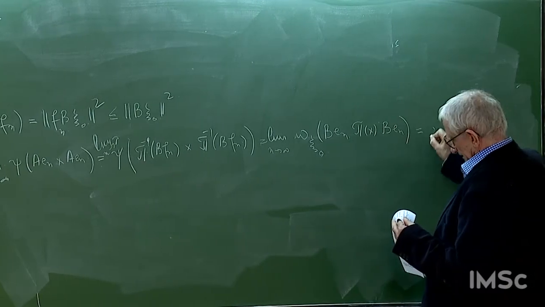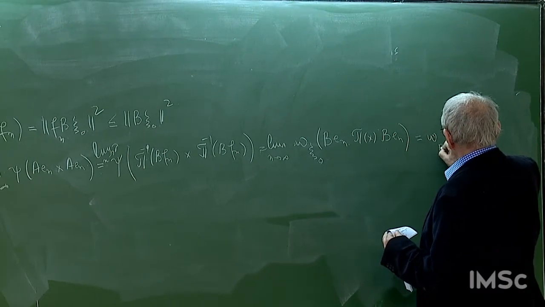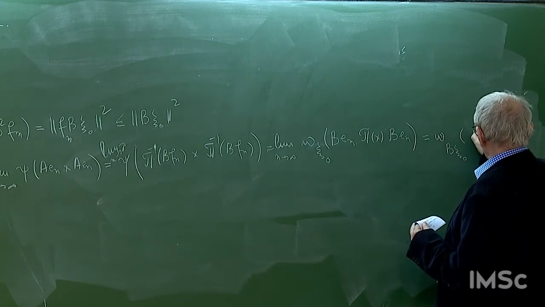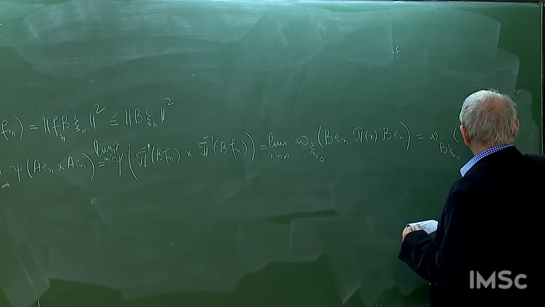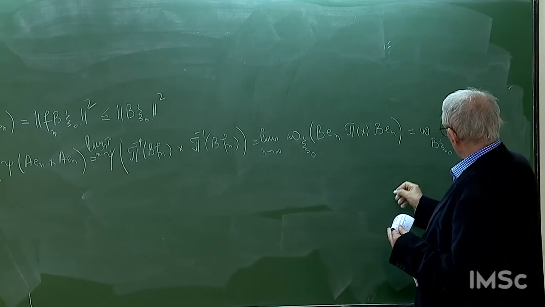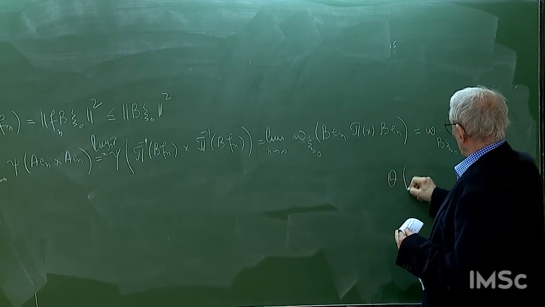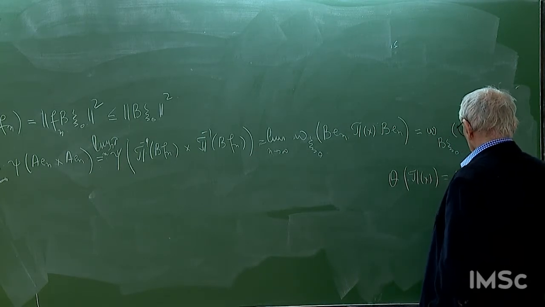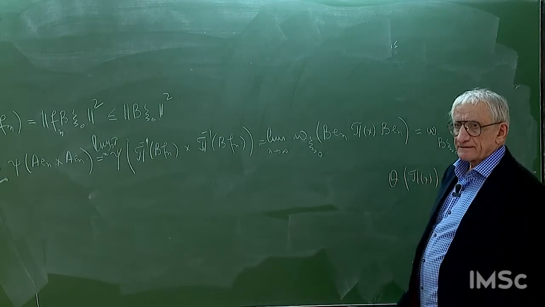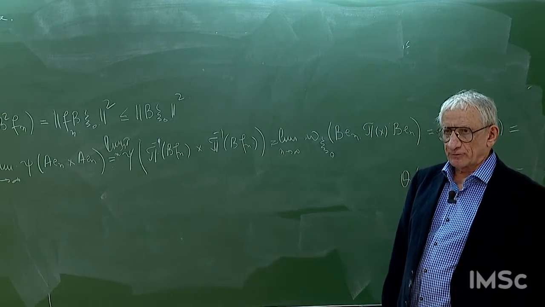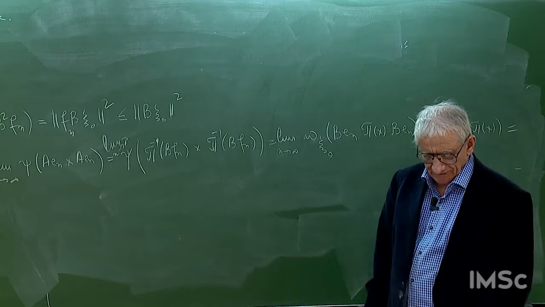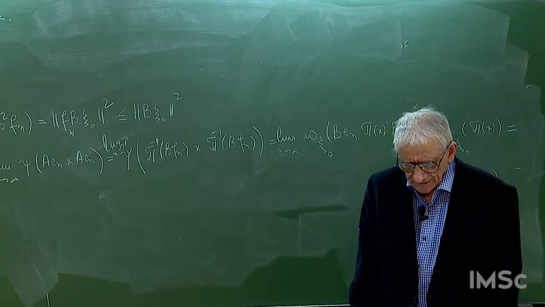This is then omega B xi 0 of P of x, which is theta of P of x, which is finally phi of x. And that ends the proof. Now, concerning the uniqueness, in the notes you will have some more details.